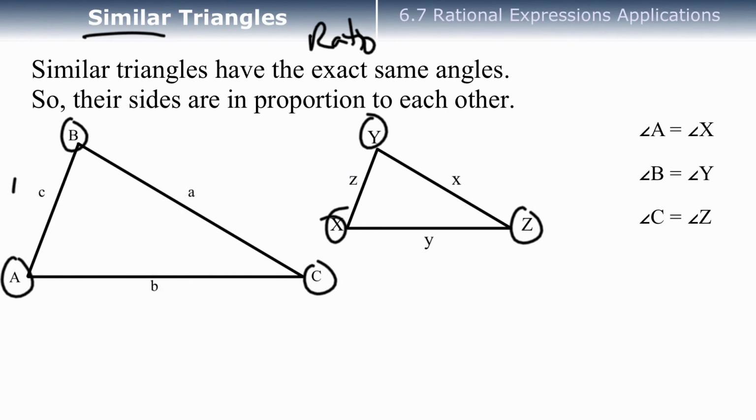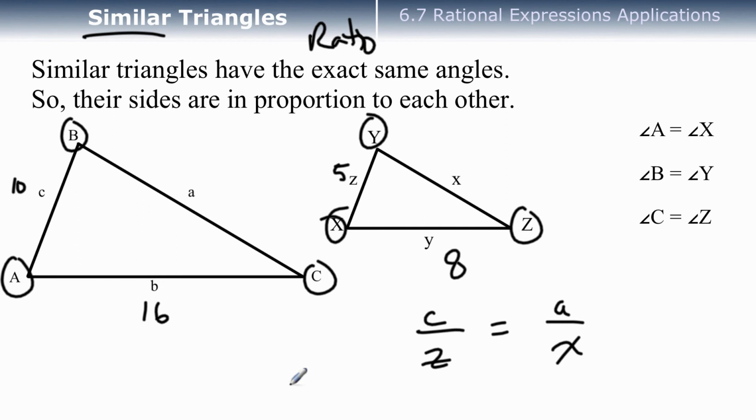Like if this one was 10 and this one was 5, it looks like these are half. So then if this one was, say, 16, this one must be half of this one. Okay, so all the sides are in proportion to each other. So if they're in proportion to each other, you could make up a formula like C over Z is equal to A over X. Okay, C is to Z as A is to X.